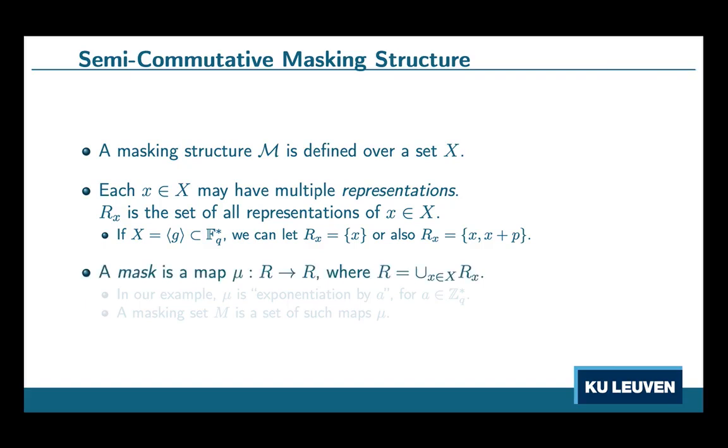So then we have masks, and these masks are maps from one representative to any other. So in our discrete logarithm example, such a mask would be exponentiation by a for an appropriate value of a, and taking modulo the correct value. So in this way, the idea behind the name mask is that this would hide the value we started from, sorry, not the value we started from, but the mask itself. Then we can have masking sets, which are just sets of such maps.